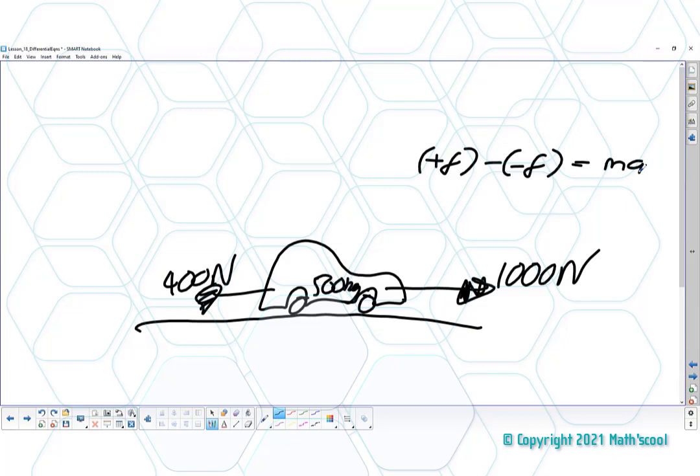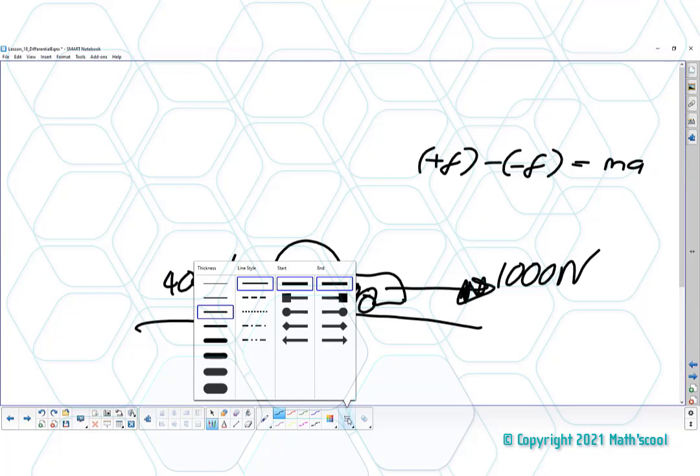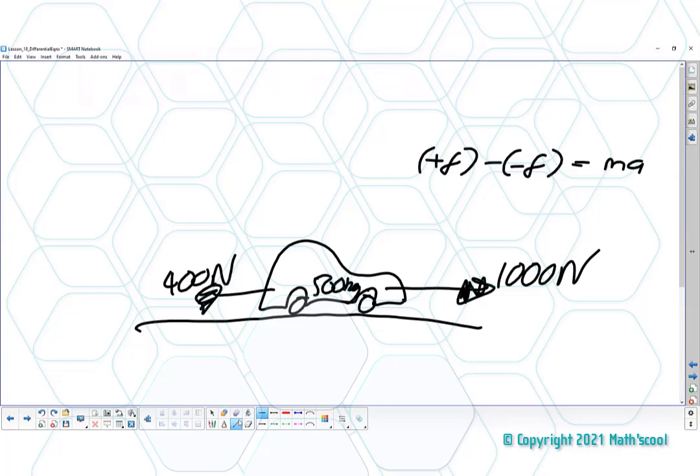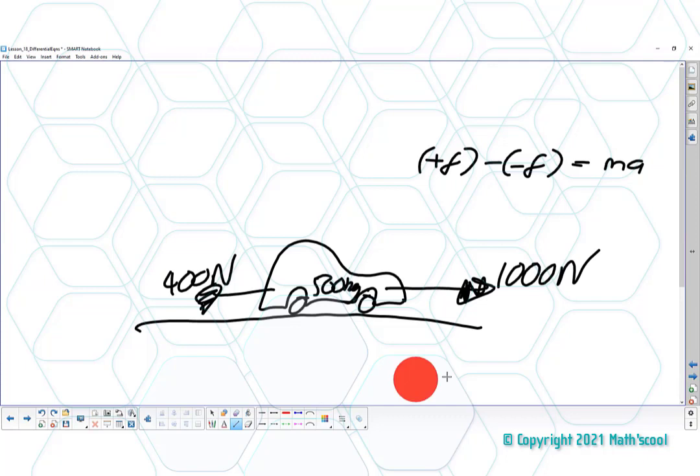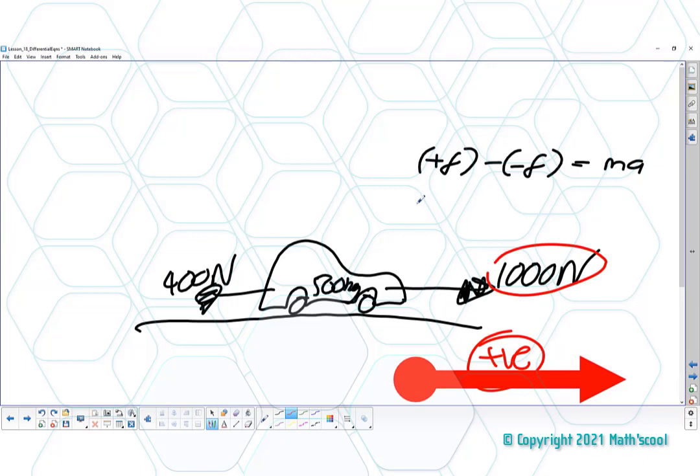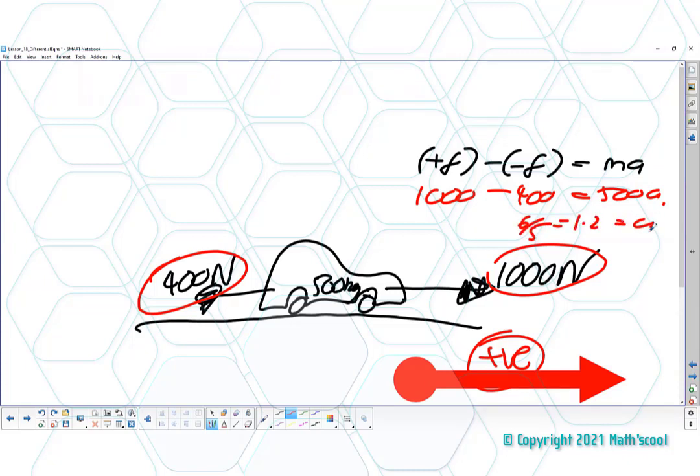Define your positive direction. We're going to have, this is our positive direction. Nice big arrow when you're showing what your positive direction is. This is my positive direction. My positive force is this one here, which is 1,000, minus my negative force here, it's 400, equals my mass is 500, and my acceleration is a. So 600 over 500 is 6 over 5, which is 1.2, which is my acceleration.